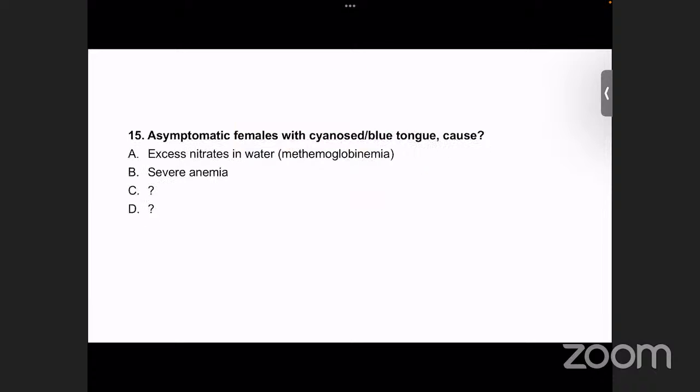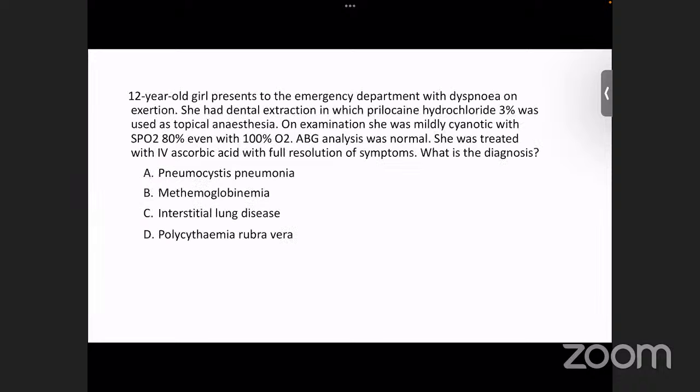So one last question is an asymptomatic female with cyanosis and a blue tongue, possible cause. So this is excess nitrates in the water. That is, the possible cause is methemoglobinemia. So in an asymptomatic female, when you check the saturation, it is say 88%, and you get a cyanosed, blue tongue. So the probable answer would be methemoglobinemia.